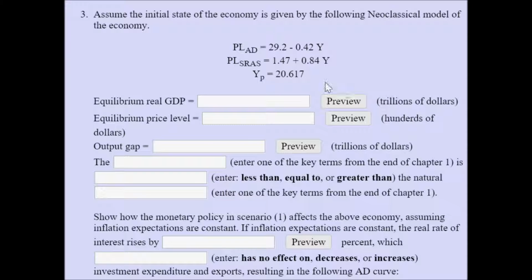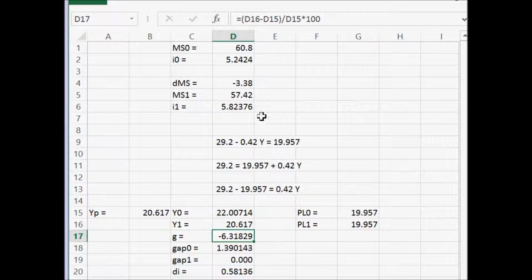Down here we have a neoclassical model of the economy. The only difference is the short-run aggregate supply curve. So now we have the same aggregate demand curve, but we have a short-run aggregate supply curve with a much smaller intercept and a non-zero positive slope. So I'm going to copy this part here into Excel. And the cool thing is all I got to do is change the right-hand side of the solution. So that's the Keynesian short-run aggregate supply. The neoclassical aggregate supply is 1.47 plus 0.84Y.